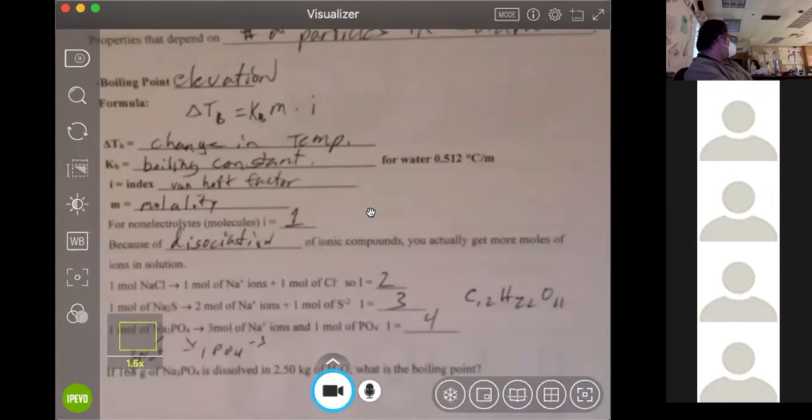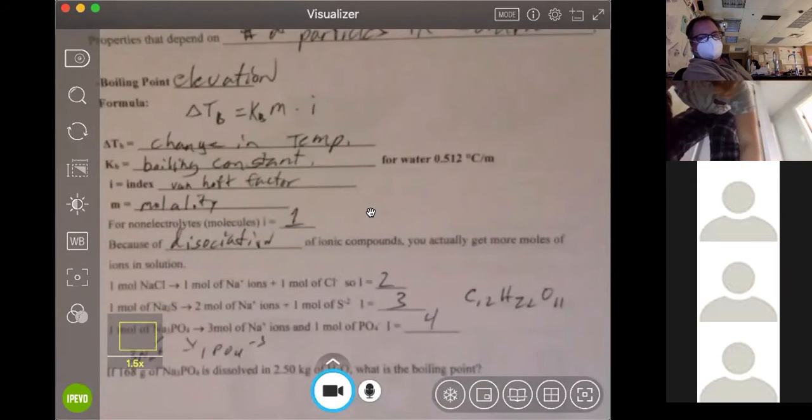Let's ask, is carbon a metal? No. So that means that this is not an ionic compound. So by default, it is 1. The Van Hoff factor for C12H22O11 is 1. The first thing has to be a metal, right? For it to be an ionic compound. You got it. That's not a metal. Whatever the first element is has to be a cation, and metals are cations, right? For it to be ionic.